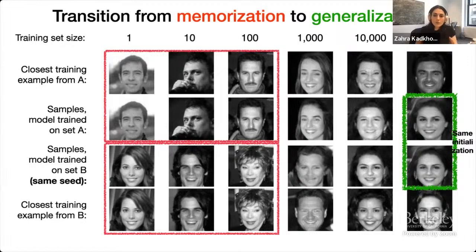So although we trained these 2 denoisers on 2 different non-overlapping data sets, they ended up learning the same denoising function and the same density. So basically, the model variance has converged to 0 in this case. So back to the original question, do diffusion models memorize or generalize? The answer is both. They memorize with little data, as you can see here, with a small training set size, and they generalize with lots of data.